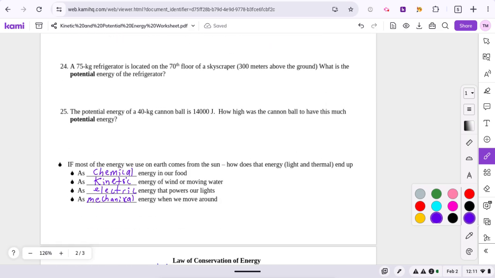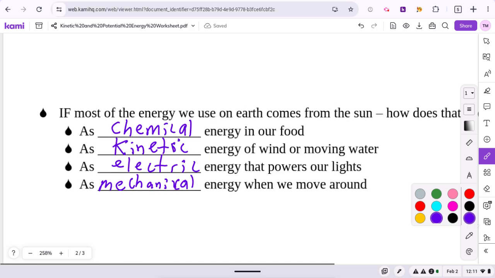Okay, and then here are some answers and some clues for some other ones here. This is in this section here for these different types of energy: chemical with food, kinetic with moving energy of wind and water, electric, and mechanical when you're moving around.